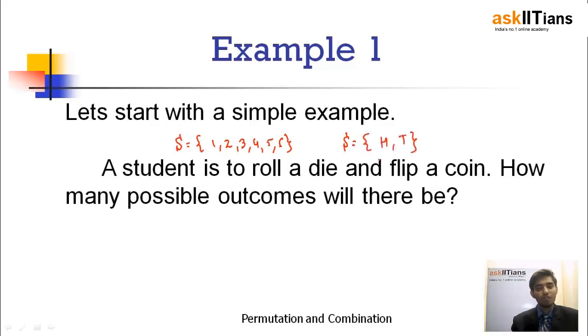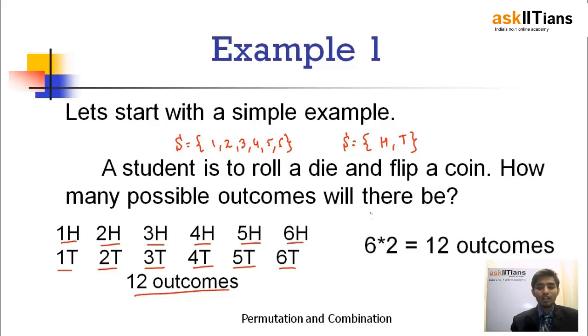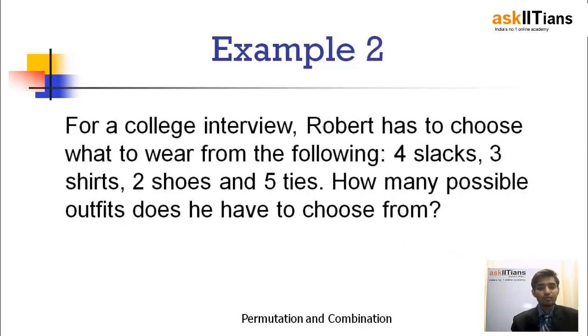Now if I am doing this simultaneously, then the possible outcomes can be either I can get 1 head, 2 head, 3 head, 4 head, 5 head, 6 head, or I can get 1 tail, 2 tail, 3 tail, 4 tail, 5 tail, 6 tail. So there are total 12 possible outcomes. If I use the fundamental principle of counting, then directly I can say that there can be 6 into 2, that is 12 possible outcomes. Let us see with a different example.